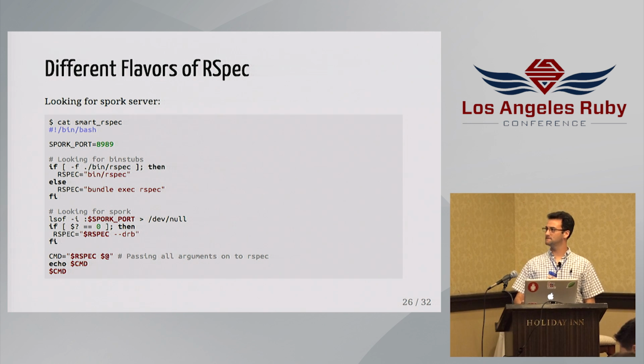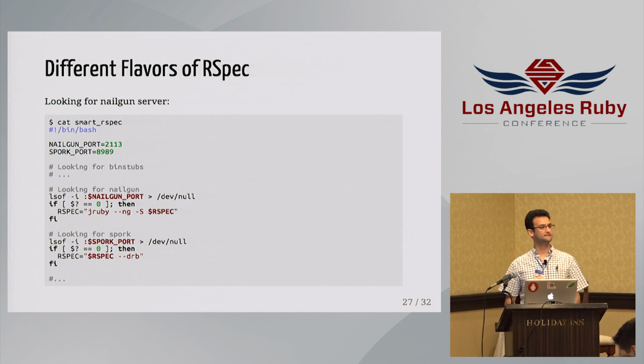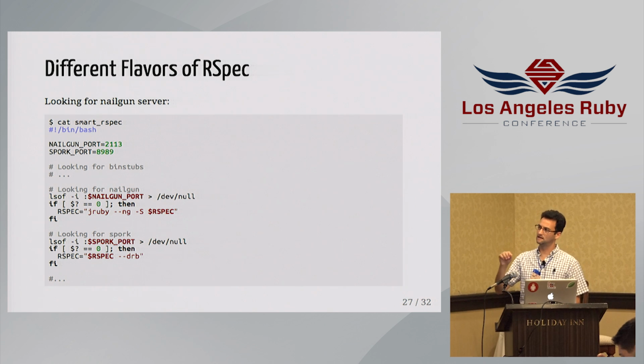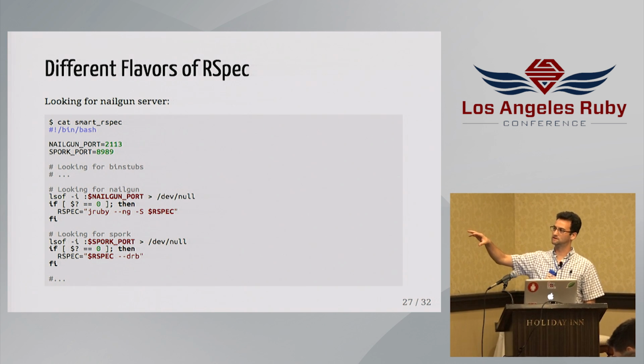Nailgun, which is the JVM startup, works exactly in the same manner. It's just on a different port, and we do the same trick. In this case, we do it beforehand because the way to invoke this is you need to expressly tell JRuby to use the --ng so that it uses nailgun, and then call whatever the incantation is, so the rspec command goes at the end. But we can hook it up.